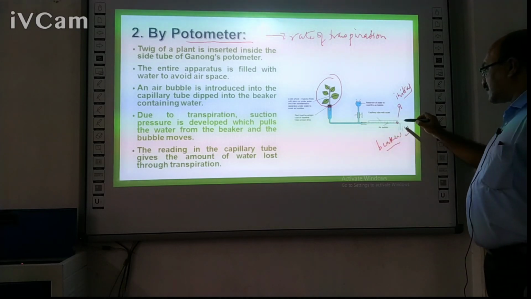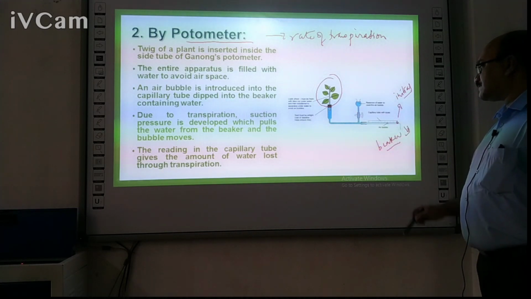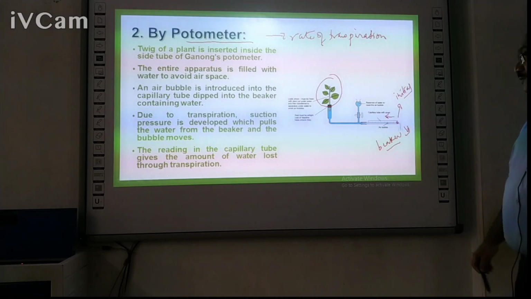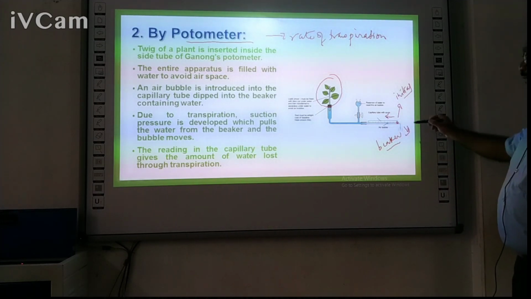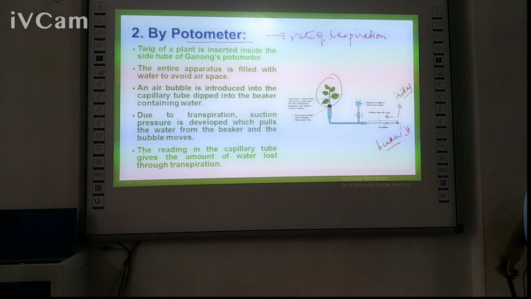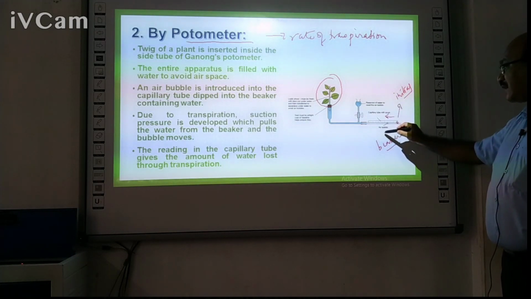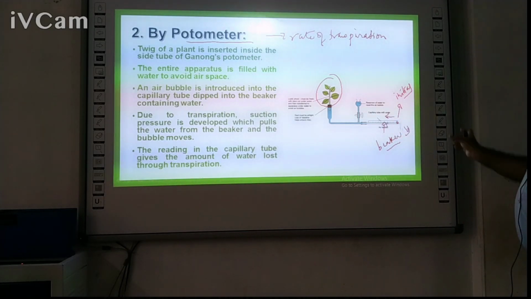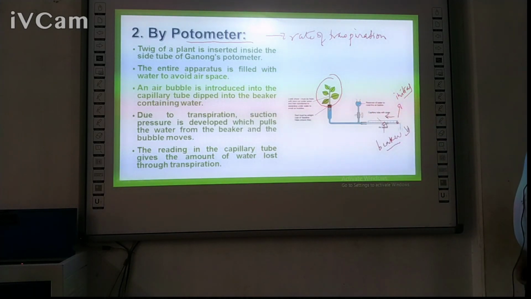And there is a scale. If the water is absorbed by the twig, as the water enters, the bubble will move forward. By measuring the reading on the scale, we will know how much water has been absorbed by the twig. The difference between the initial and the final reading gives the amount of water absorbed by the twig.